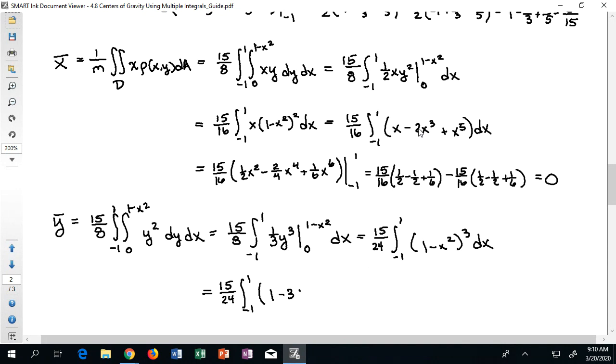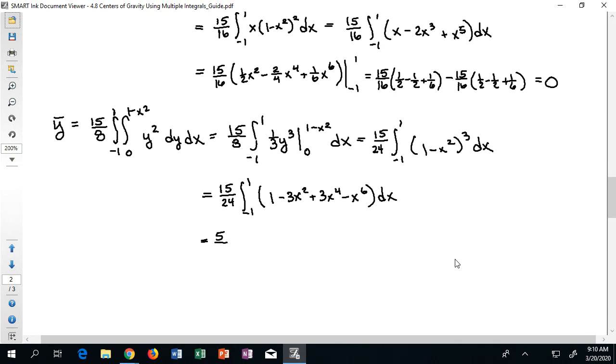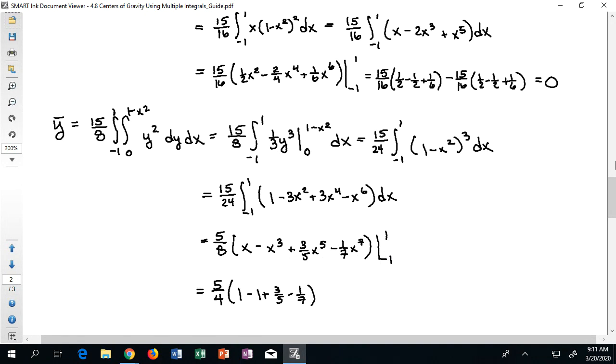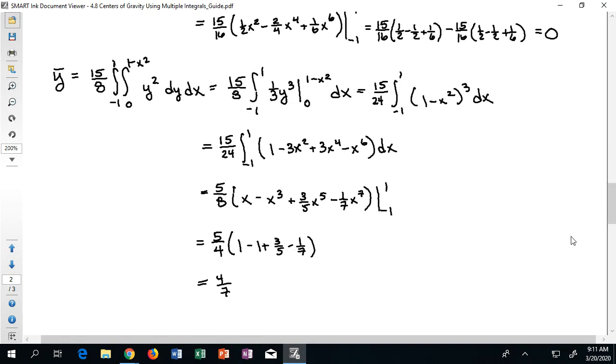And then I'll just rewrite that out again. This would turn into, if I simplify the fraction, I believe that is 5/8. And I would have x minus x to the 3rd plus 3/5 x to the 5th minus a 7th x to the 7th, evaluated from -1 to 1. I should be able to see here I'm just going to get double of whatever happens when I plug in 1, because when I plug in a -1, I'm going to get all opposite values. So I'm going to end up with 5/4 times 1 minus 1 plus 3/5 minus a 7th. And ultimately, all that turns into 4/7.